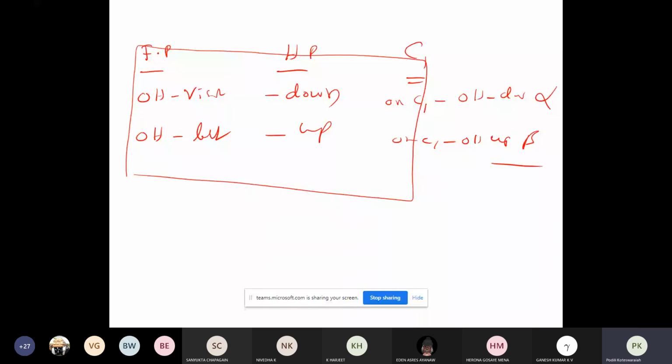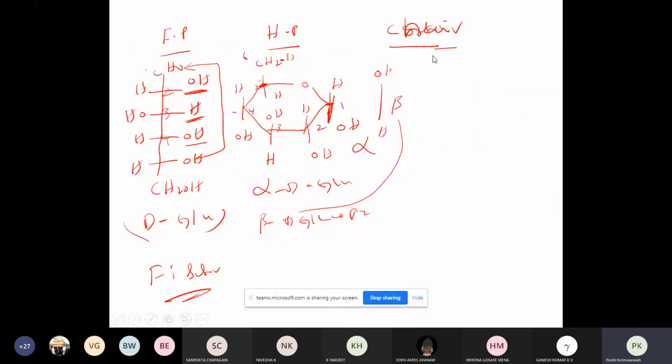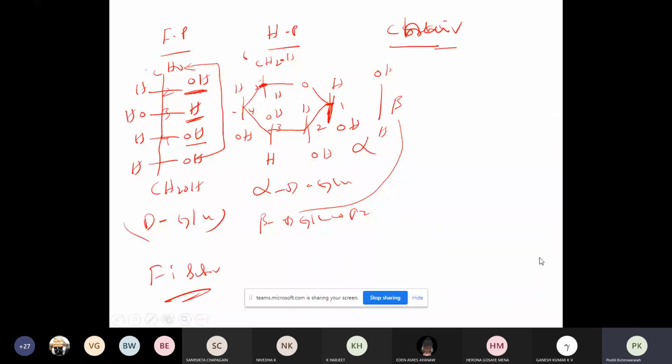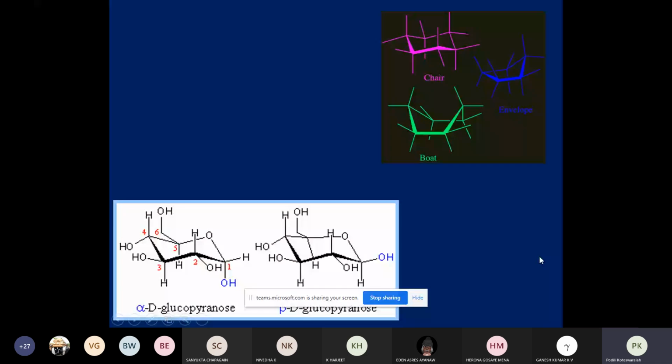As I already said, sugars are mainly present in the chair conformation. When you are writing the chair conformation, you need to see that the substituents that are down in Haworth should also be written down in the chair conformation. Substituents that are up should also be written up. But in chair conformation, we don't say up and down; we generally represent either axial or equatorial.